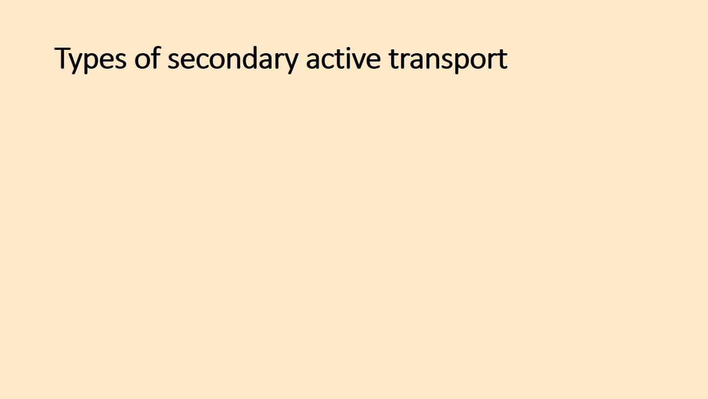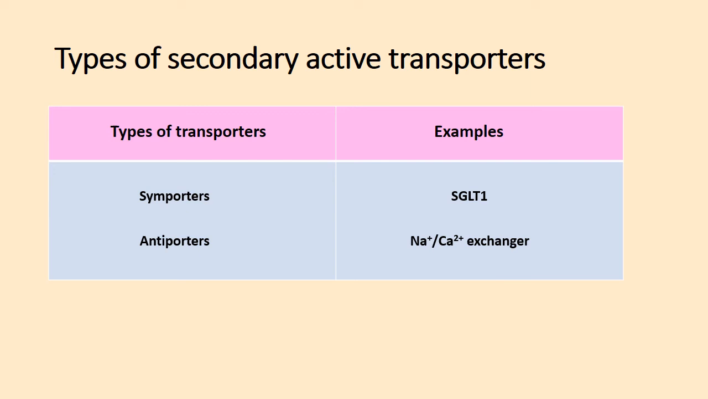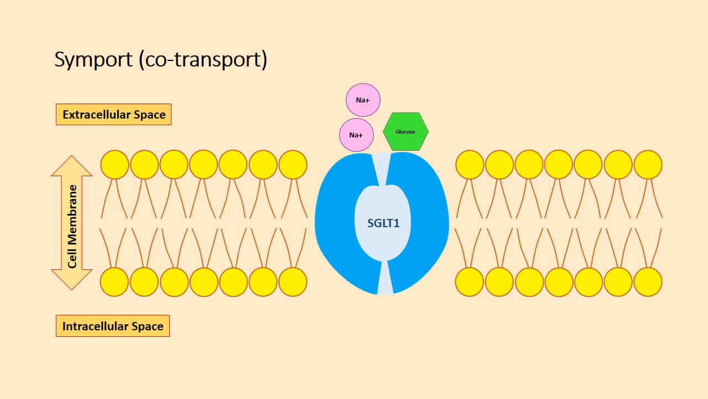There are two types of secondary active transport mechanisms, symport and antiport. Symporters and antiporters are the transporters that are used in this type of transport. In symport, two different substances move in the same direction.